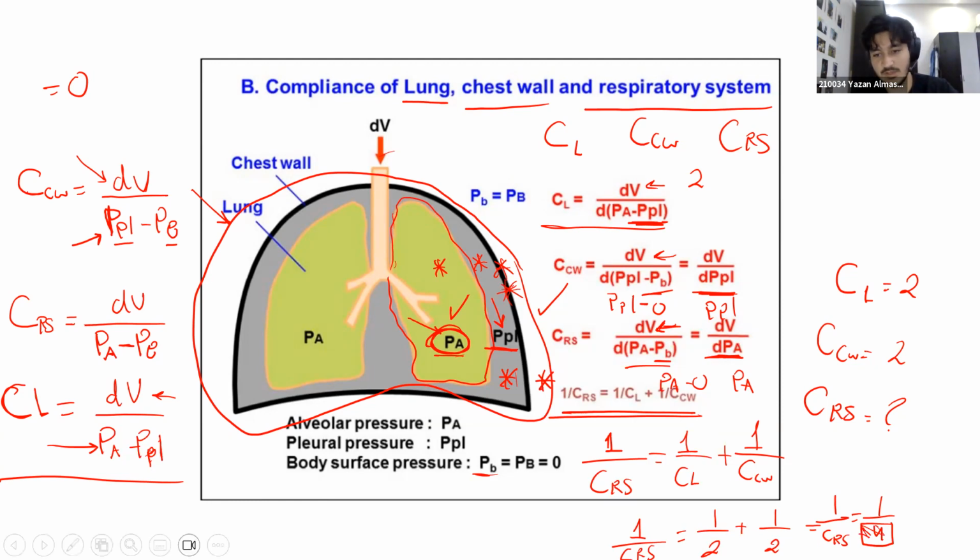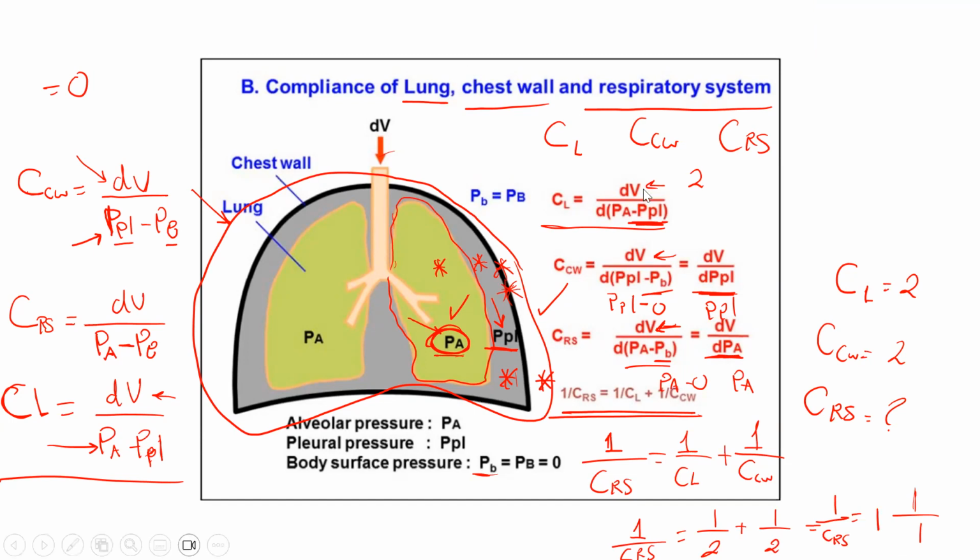My math, I'm so stupid, actually. I'm sorry. So 1 half plus half is equal to 1. So it's going to be 1 over 1. So the compliance of the respiratory system is going to equal 1. Tamam? Does that make sense? I know I confused you with my math, but I hope that makes sense.